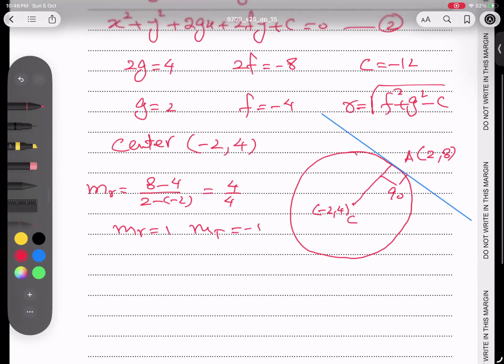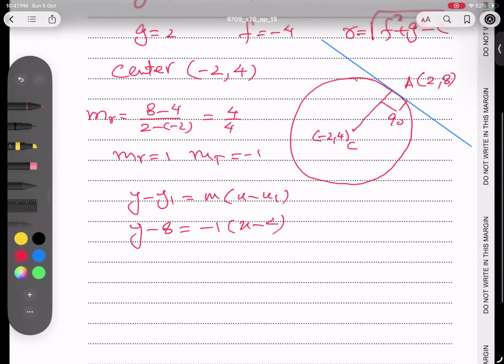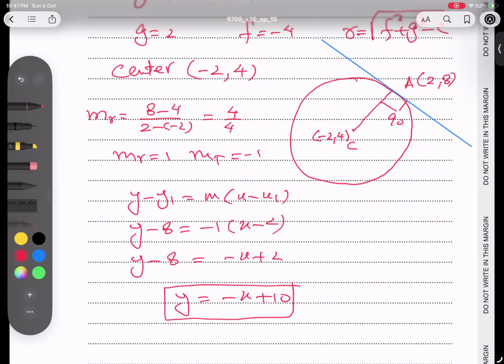So now what is the formula? y minus y1 equals m times (x minus x1). y1, x1 is this point, and you can see clearly, y minus 8 equals negative 1 times (x minus 2). Now I'm going to finalize this answer: negative x plus 2, and y equals negative x plus 10. This is my equation of the tangent.